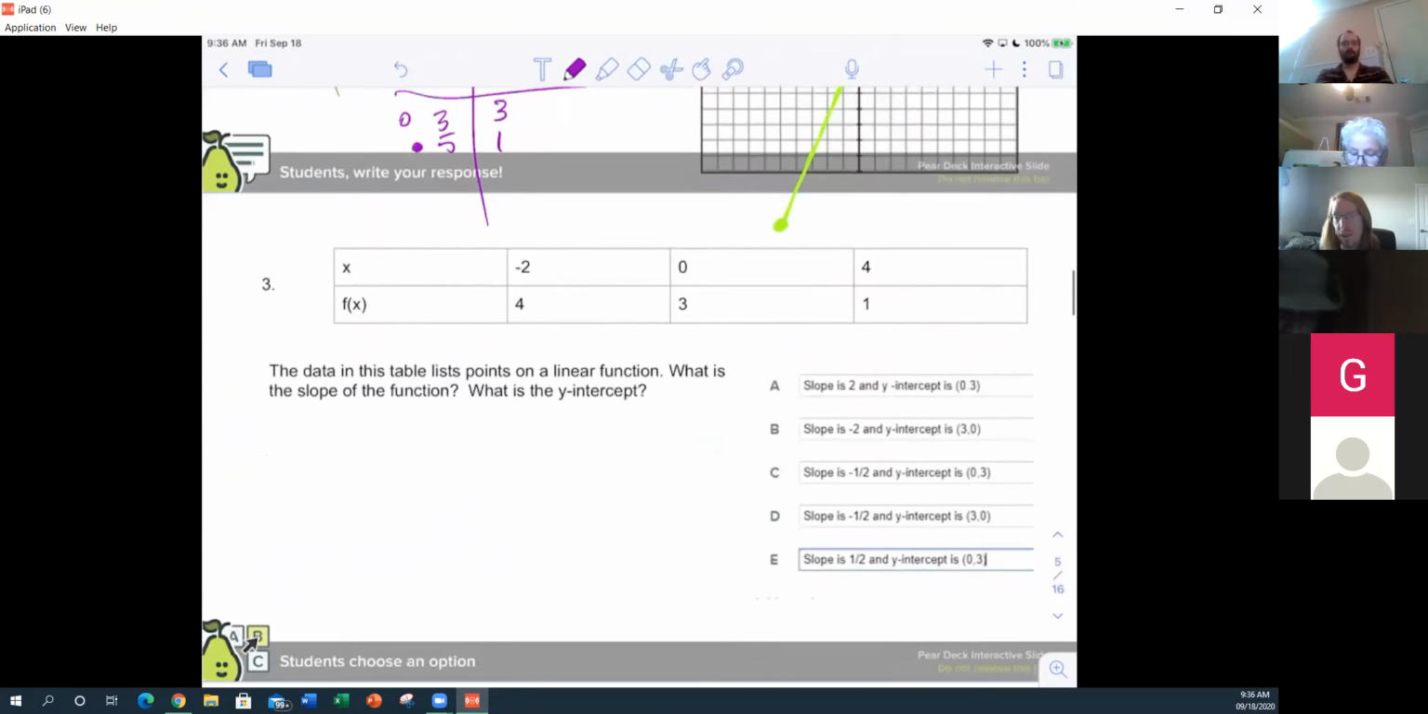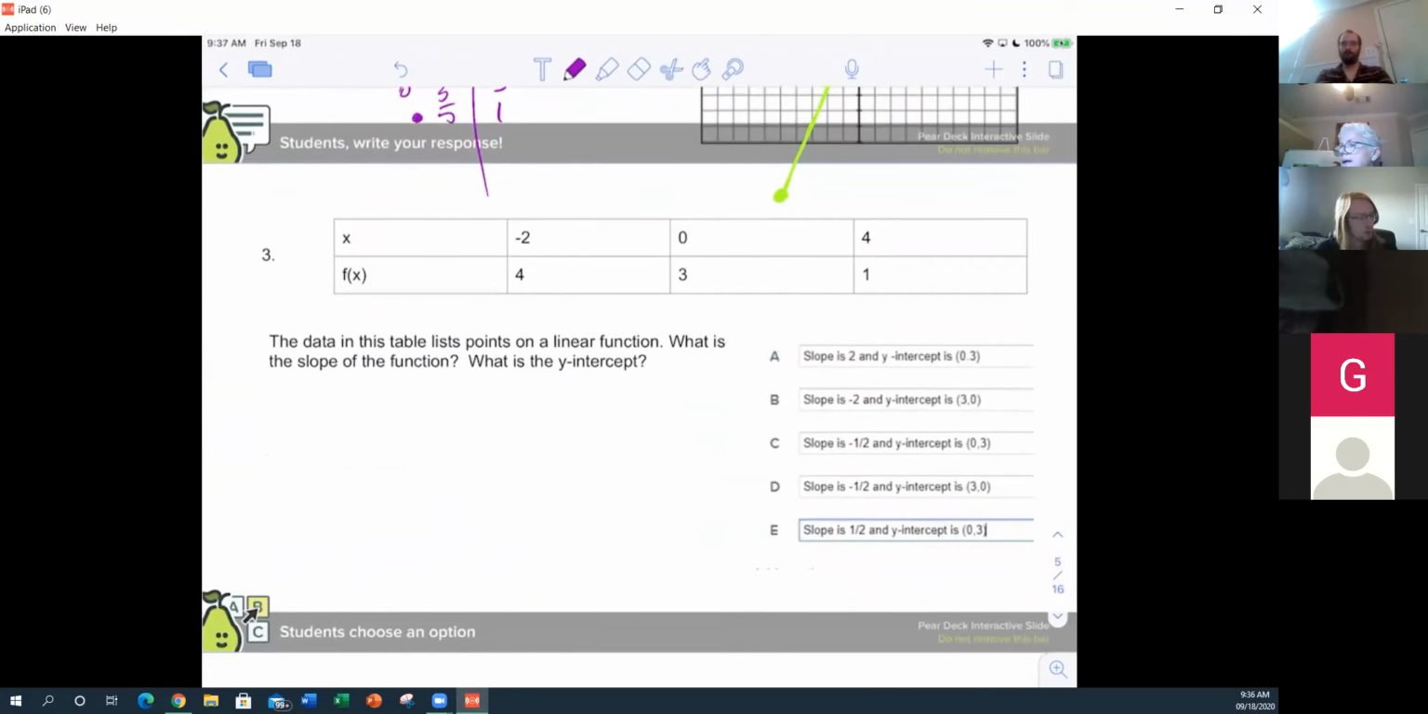Move on from here. This we've already kind of done, but the data in this table lists points on a linear function. What is the slope and what is the y-intercept? So I want y'all to think about that for a minute. And they're telling you it's linear, so you know it is, because otherwise they'd be lying to you, and they can't lie in the directions.